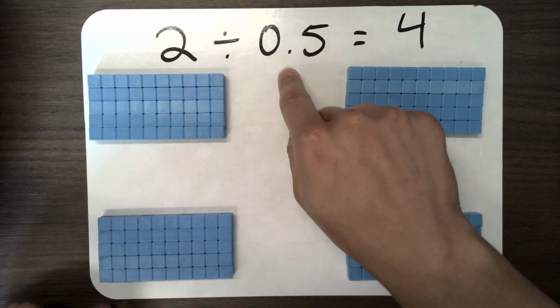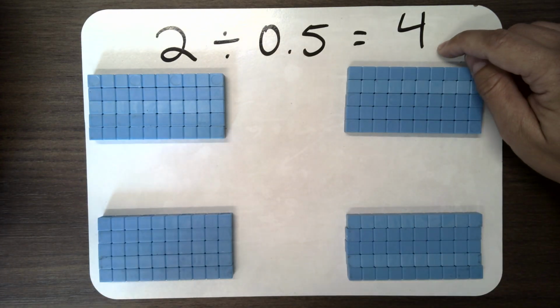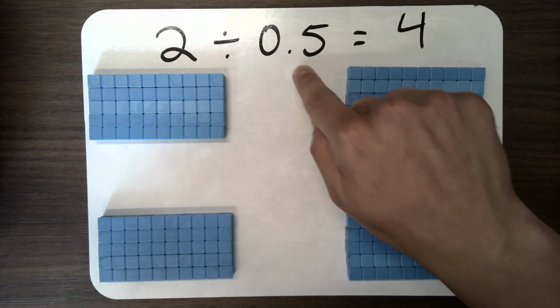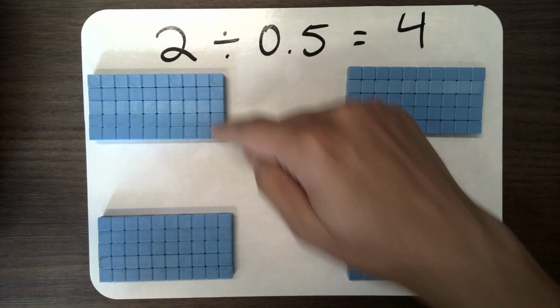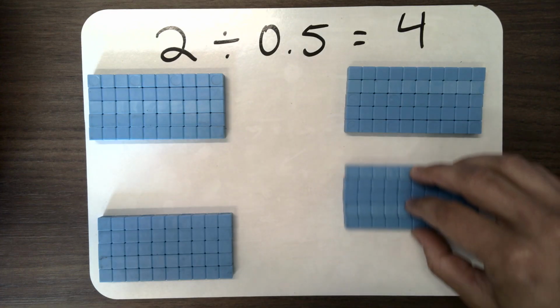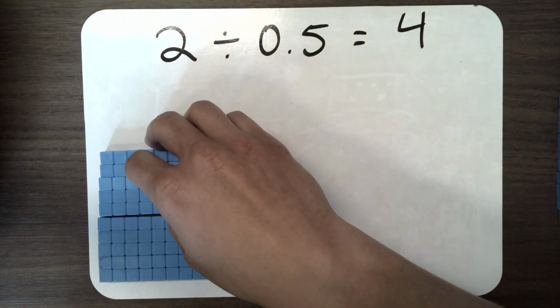If our divisor is representing the size of each group, our quotient will represent the number of groups with that size of 5/10. So we're looking at how many groups with the size of 5/10 do we have? We have 4. That's our first example where we have a whole number quotient.